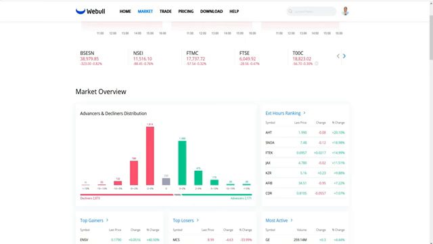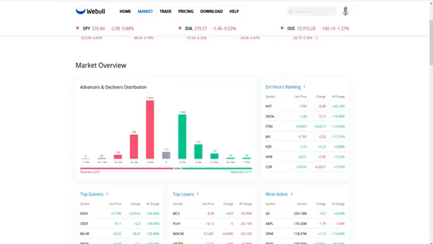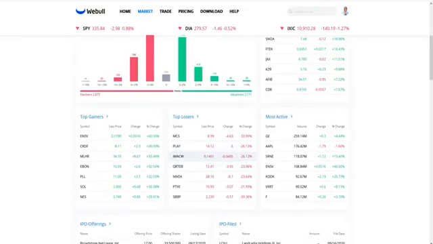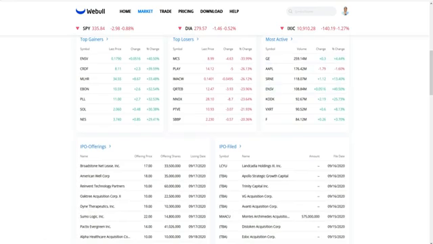So if you look again, we talked about extended hours, which is pre-market and after market. So you can look here, it would show you which stocks are actually popping. And then we can talk about top gainers. These are the stocks that are top gainers during the market hours. So 8:30 to 3, what stocks are the top gainers for the day. And then we talked about top losers, and we talked about most active. We talked about IPO offerings, and then we talked about IPO filings.